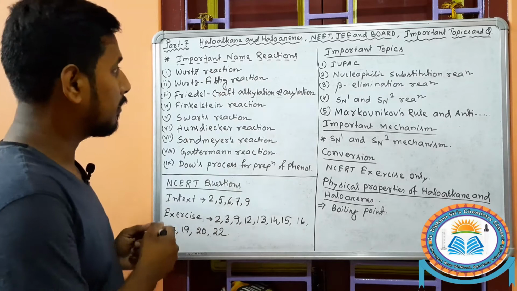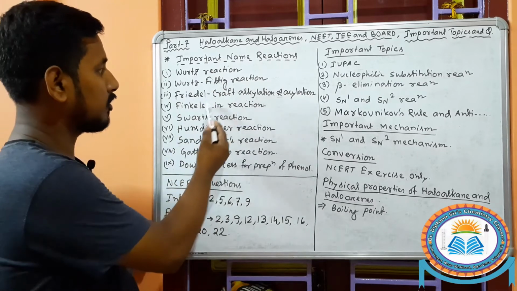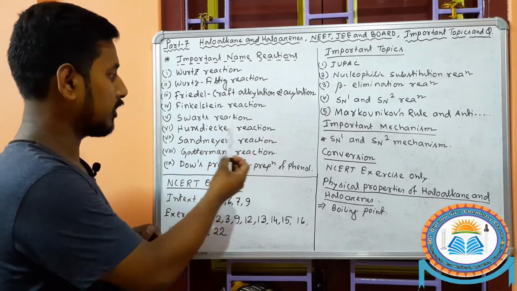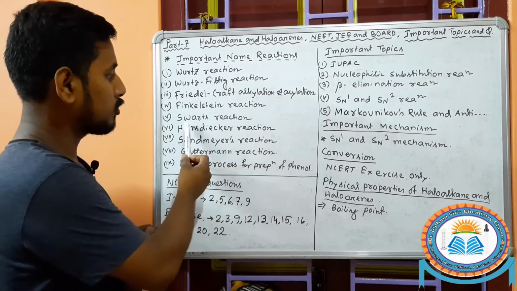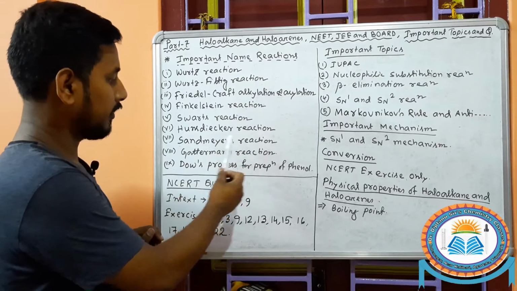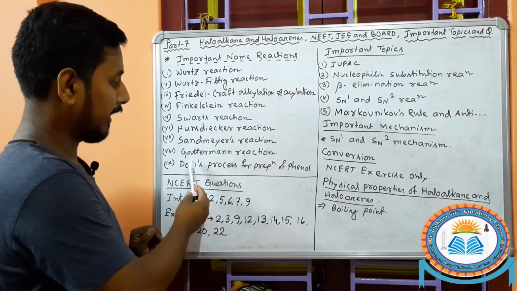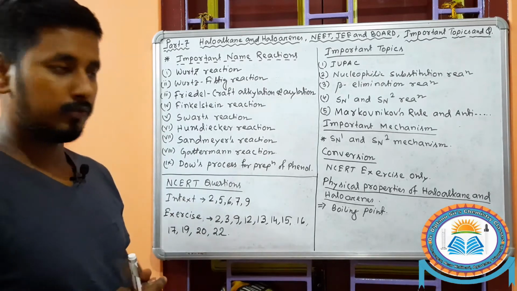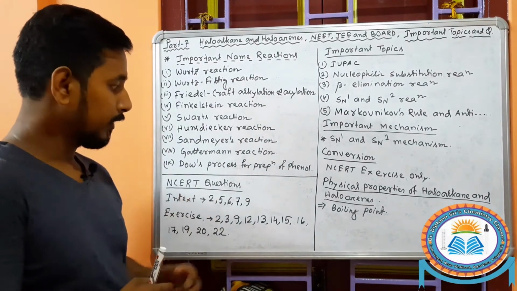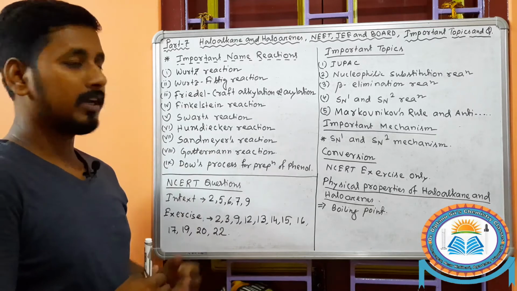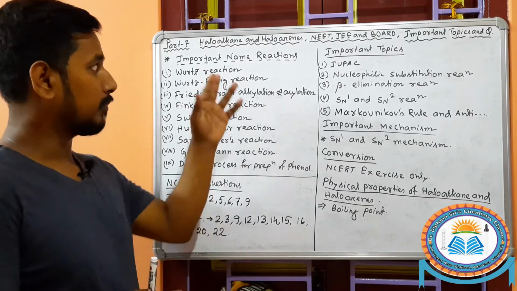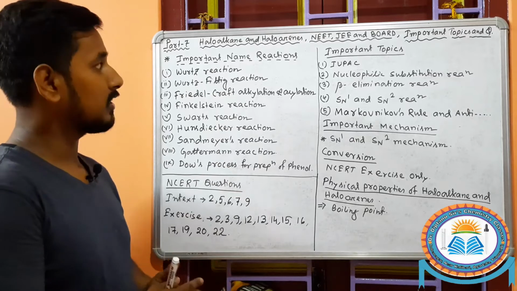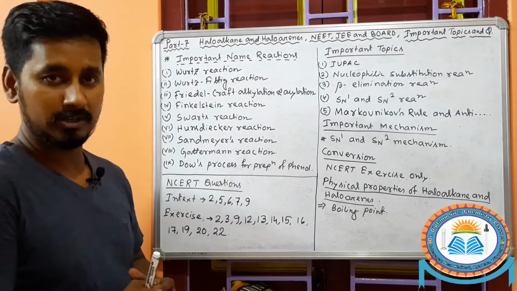Some important name reactions like Wurtz reaction, Wurtz-Fittig reaction, Friedel-Crafts alkylation and acylation reaction, Finkelstein reaction, Swarts reaction, Hunsdiecker reaction, Sandmeyer reaction, Gattermann reaction, Dow's process for the preparation of phenol from chlorobenzene. Okay, so these name reactions are important from the chapter Haloalkanes and Haloarenes. Not only for your board examination, these are important for your NEET JEE examination also.